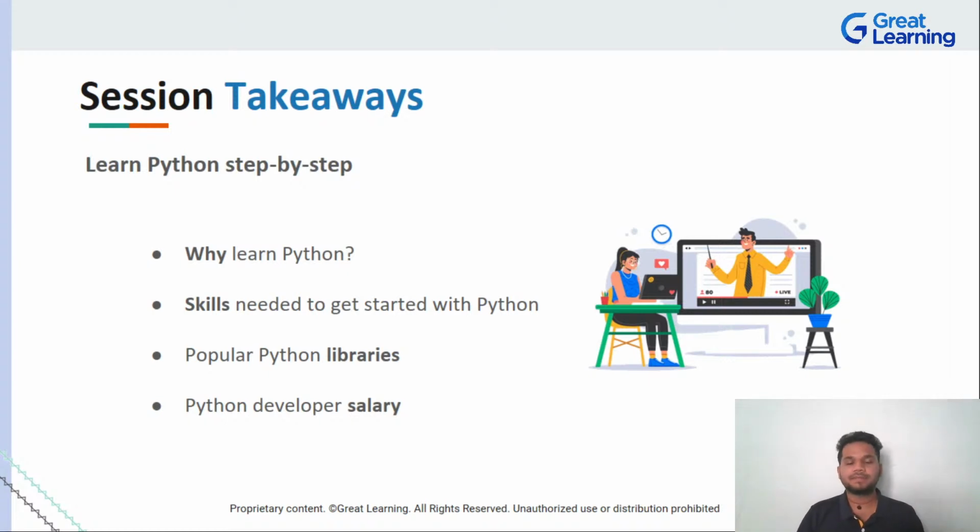The second thing is, to learn a programming language, especially one like Python, you will quickly need 3 or 4 skills which are not directly related to programming, but are definitely related to how you should approach a programming language. We're going to check out the skills that are required, and we're going to take a look at some important libraries in Python.